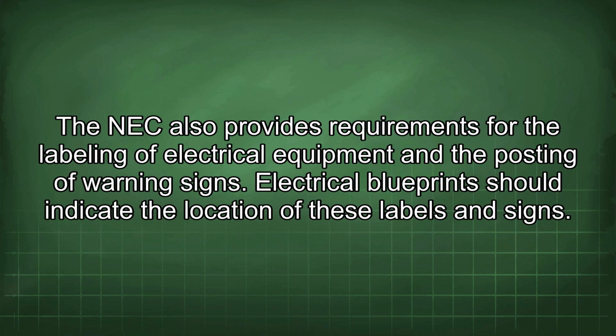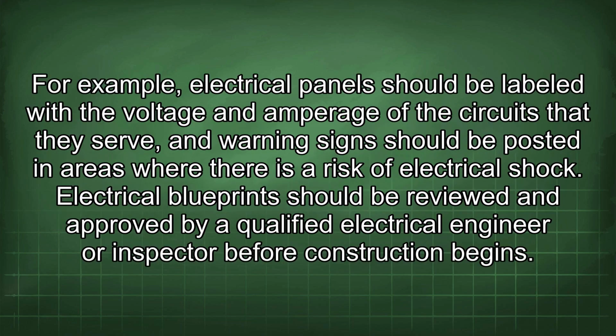The NEC also provides requirements for the labeling of electrical equipment and the posting of warning signs. Electrical blueprints should indicate the location of these labels and signs. For example, electrical panels should be labeled with the voltage and amperage of the circuits that they serve, and warning signs should be posted in areas where there is a risk of electrical shock.